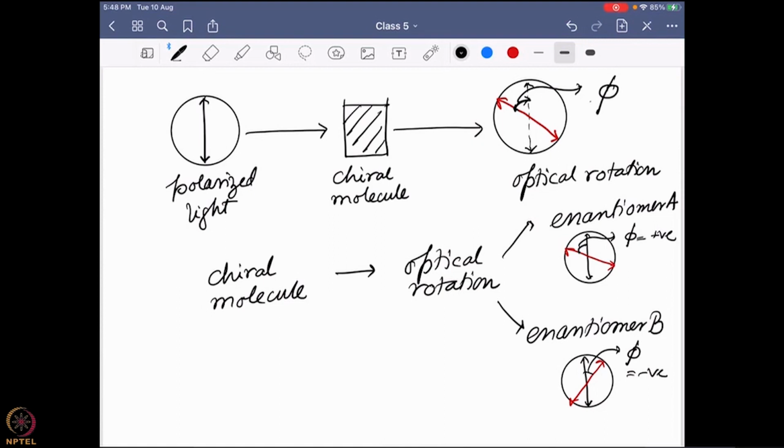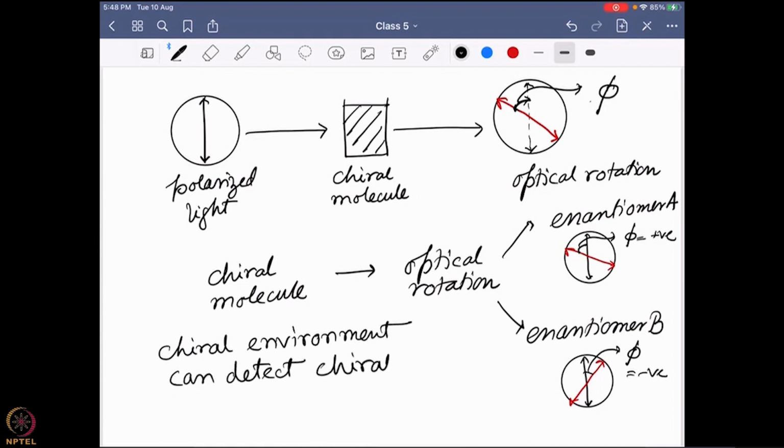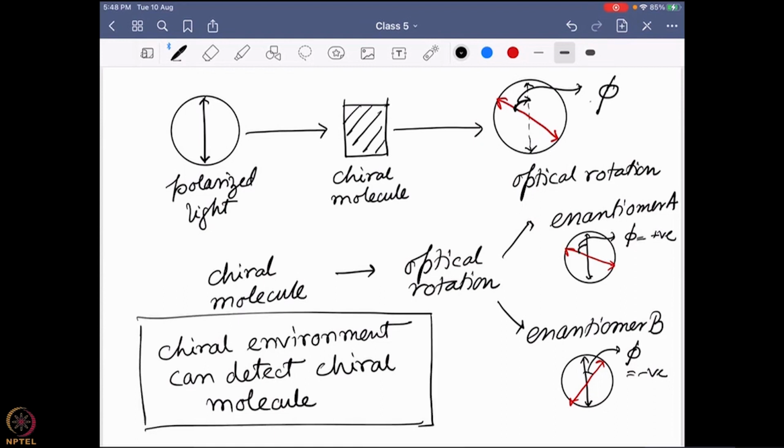The question is why it is happening, why a chiral molecule can induce optical rotation. The answer lies in the simple fact that we have already learned: only a chiral environment can detect a chiral molecule. So that means this plane polarized light has to have something chiral in nature which is actually detected by this chiral molecule. Now, what is present in this plane polarized light that can be chiral? So let's take a look into it.